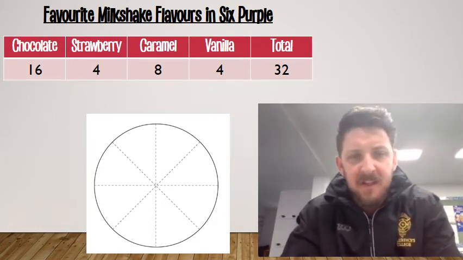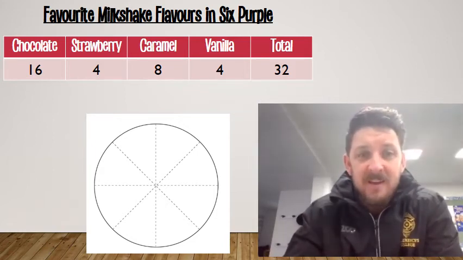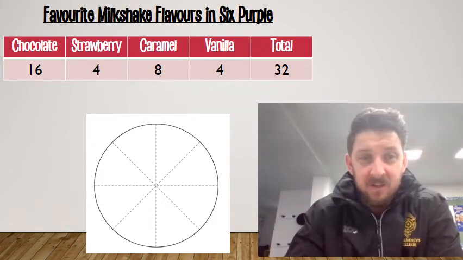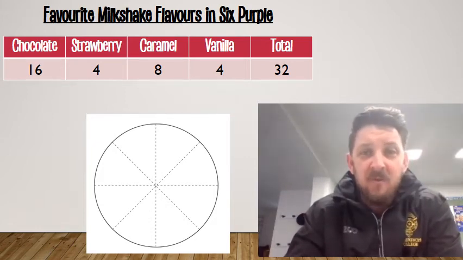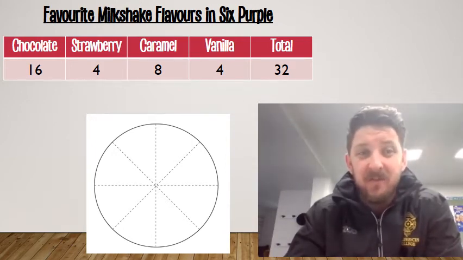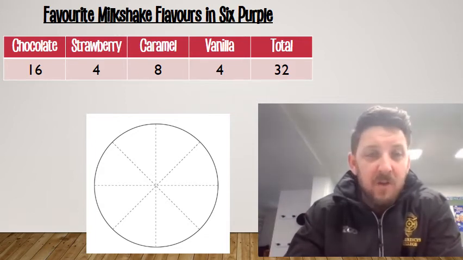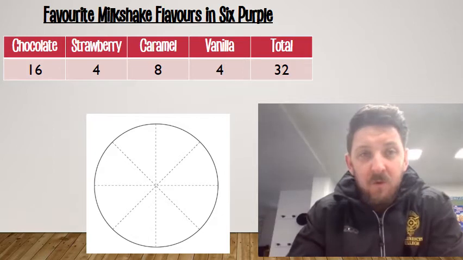Now in this case, you can see down the bottom, I've already divided up my circle into 8 even parts. They are exactly the same. If I divided up my 8, they're all 45 degrees each. Now, if I look at it and I say, right, I've got a total of 32 and I've got 8 parts, well, I know that each of those parts is going to represent 4 people, because 32 divided by 8 is 4.